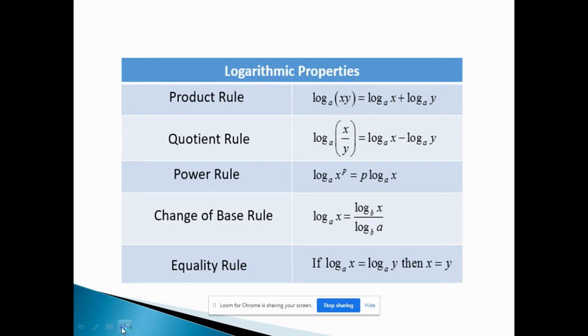Now some properties. The first one is the product rule, that is log of xy equals log x plus log y. The quotient rule: log x by y equals log x minus log y. The power rule: log x power p equals p times log x. The change of base rule: log x to the base a equals log x to the base b divided by log a to the base b. And the equality rule: if log x to the base a equals log y to the base a, then x equals y.